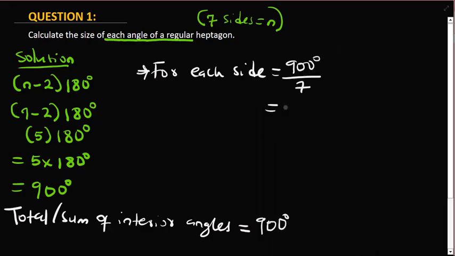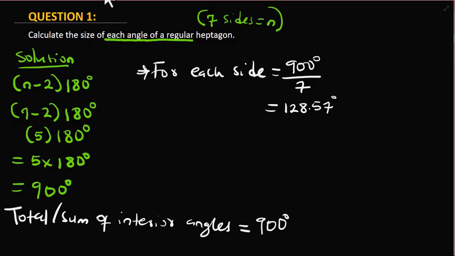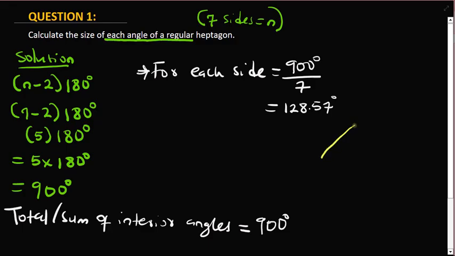So I'm having 128.57 degrees. That's for each angle. If I want to sketch this particular heptagon, it has 7 sides. Your scale doesn't have to be perfect. So 1, 2, 3, 4, 5, 6, 7. There's an angle here, here, here, and here.